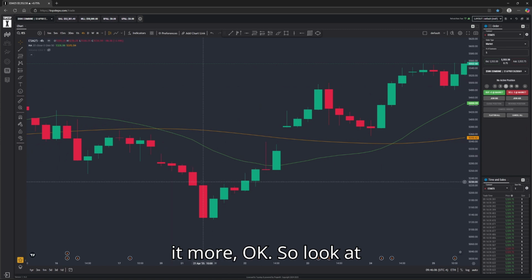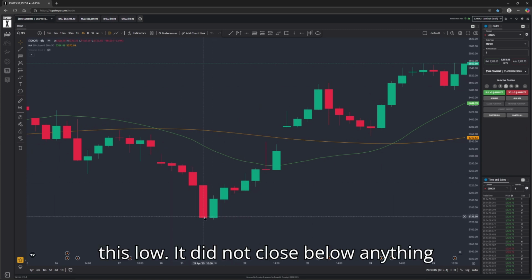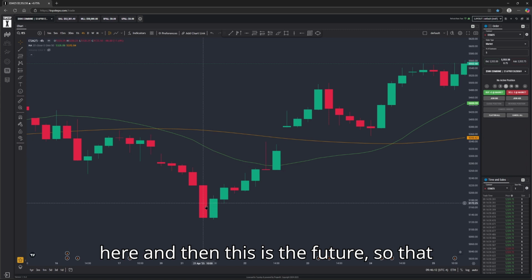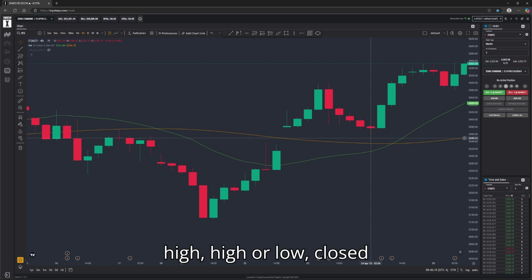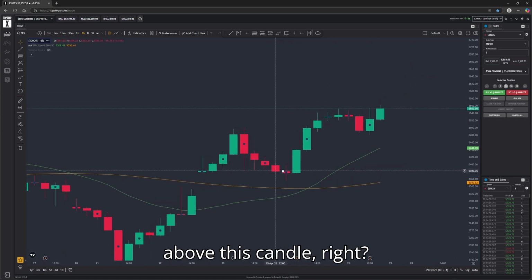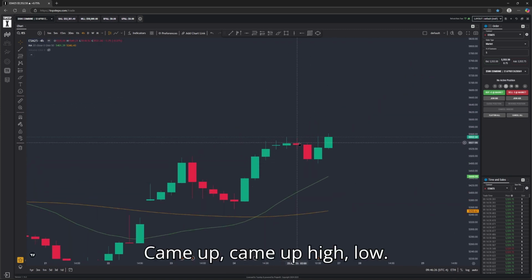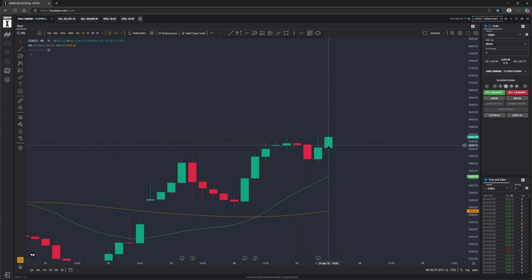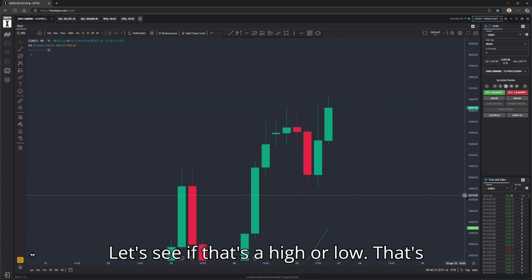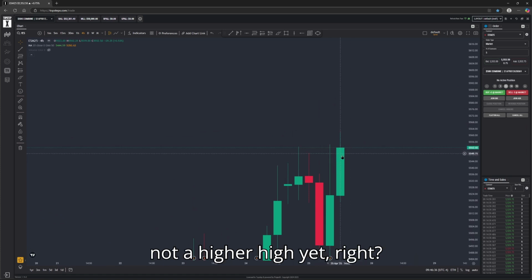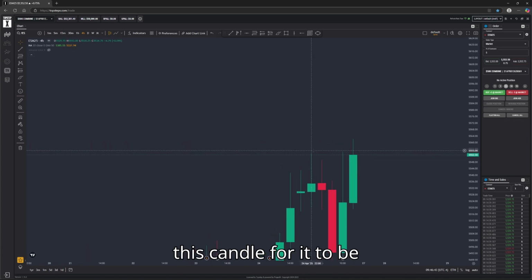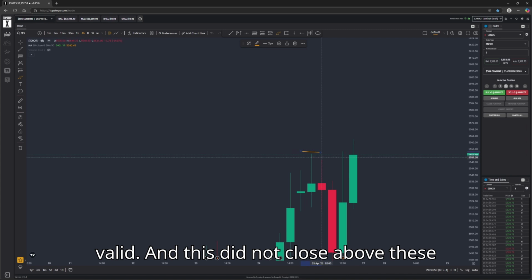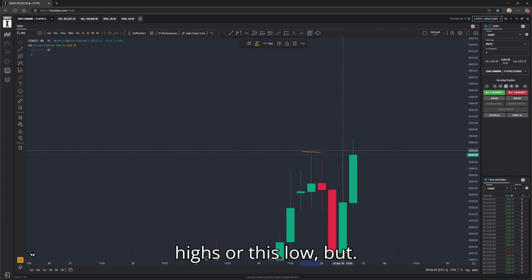Okay. So look at this low. It did not close below anything here, and then this is the future, so that doesn't matter. So it comes up, boom, higher low, closed above this candle, right? Came up, high, low. Let's see if that's a higher low. That's not a higher high yet, right? Because it would have to close above this candle for it to be valid. And this did not close above these highs or this low.